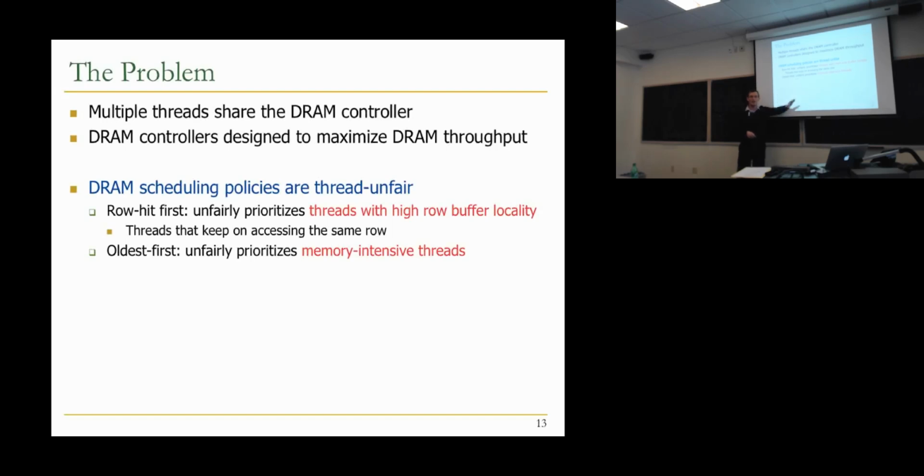Because what happens if you have a very memory-intensive thread that generates lots of requests, the thread that doesn't generate many requests, its requests will be queued behind the other threads that have generated many requests, right? Because you're doing all this first come first serve scheduling. Whereas if that thread that doesn't generate many requests were running alone, its request would have been serviced quickly, right away. That's why that thread can see significant slowdown. So these two prioritization policies are actually very unfair. And that's why we see those results.